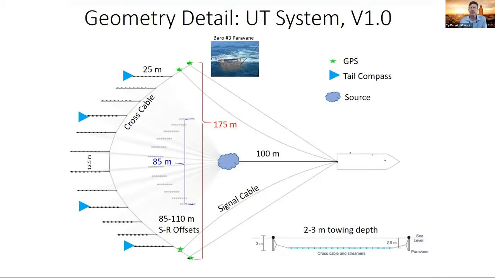So 12 short 25-meter streamers, 8 channels. You've maybe got 175 meter spread. Your CDPs are maybe covering about 85 meters. And you're doing a lot of the positioning with GPS that are out on the ends of your cross cable, and then using some tail compass data that comes from the back of some of the streamers. And you're towing this down with paravanes down at about 2-3 meter towing depth, ideally.